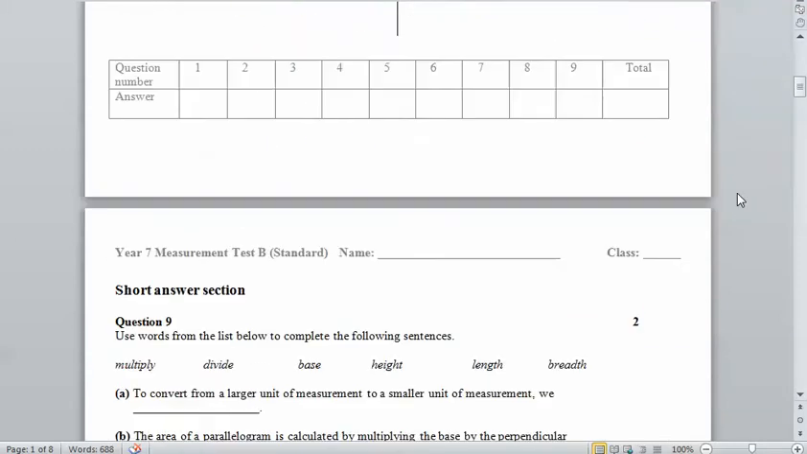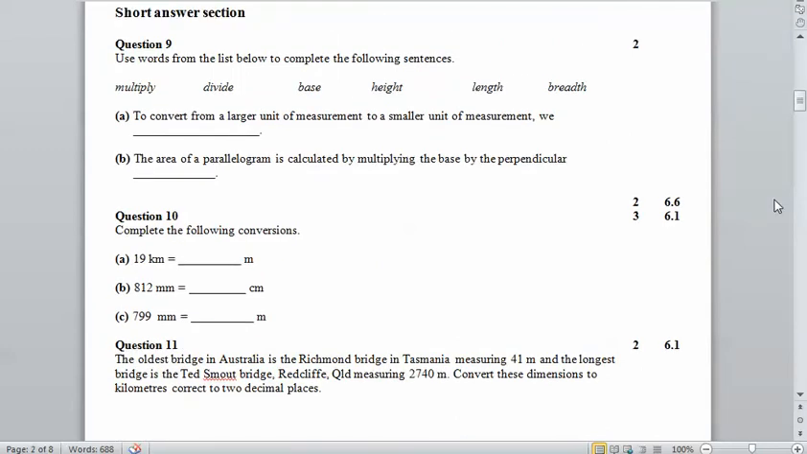Okay, we're moving on. To convert from a larger unit of measurement to a smaller unit of measurement, we multiply. We multiply, and there's an M.